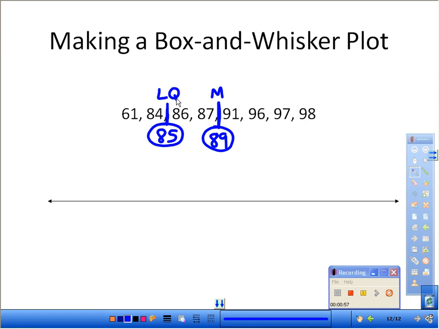We do the same on the upper half. The median, or middle, of the upper half would be between 96 and 97. So that's 96.5. Label that UQ for upper quartile. So far we've come up with 3 of the 5 dots we need in order to make our box and whisker plot. The next step is to find the IQR.